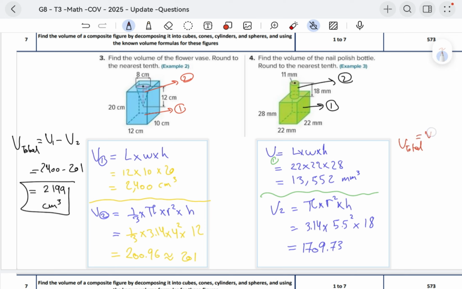Now to find V total, we're going to add them together, V1 plus V2, and this is V1 and this is V2. The sum of these is 15,261.7, and the unit is millimeter cubed.